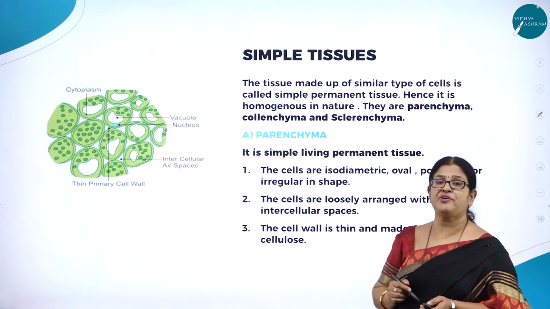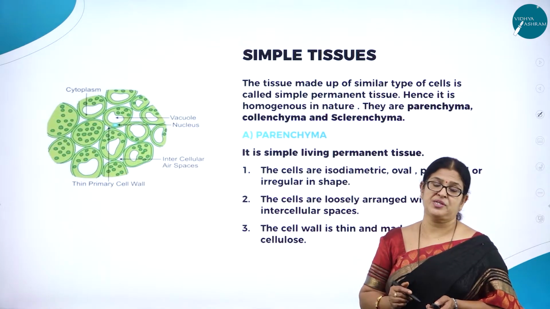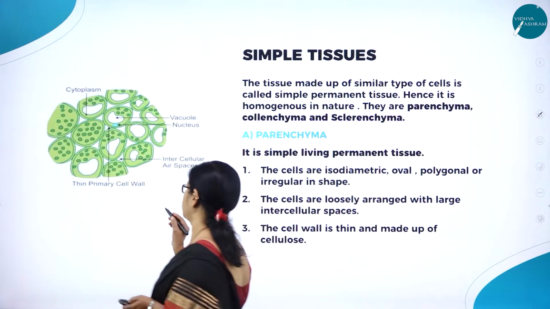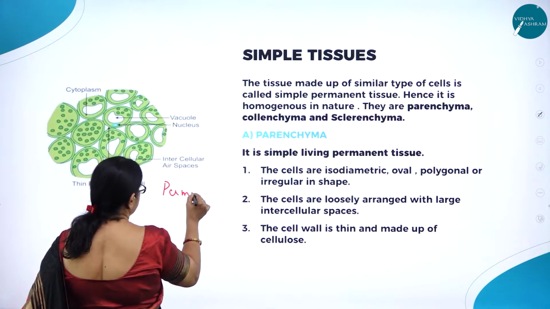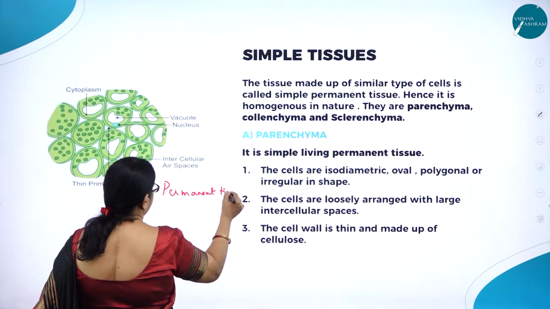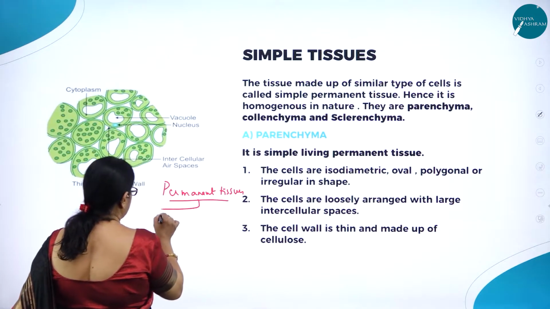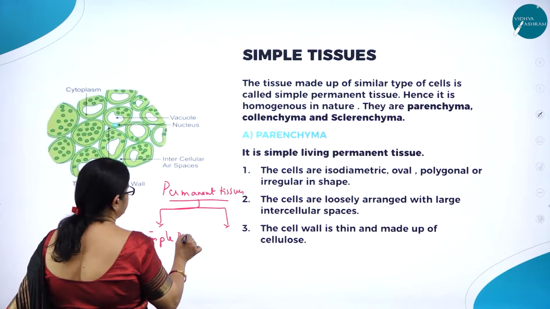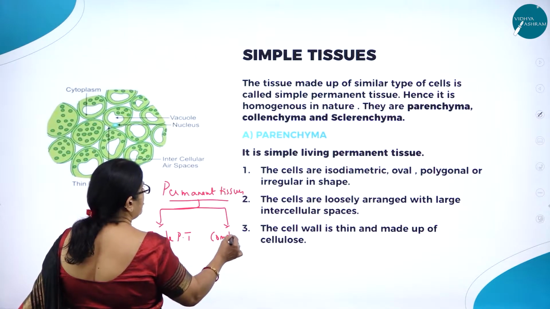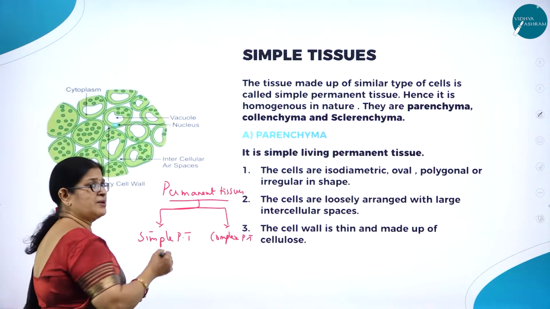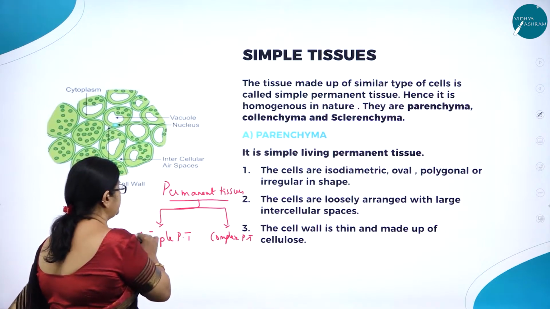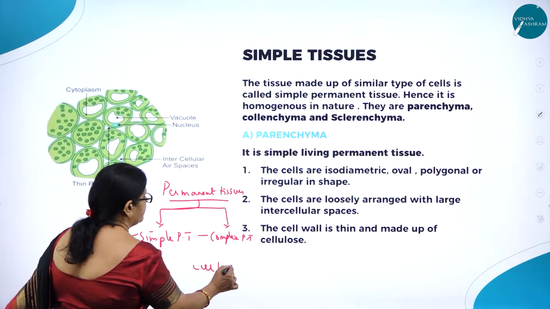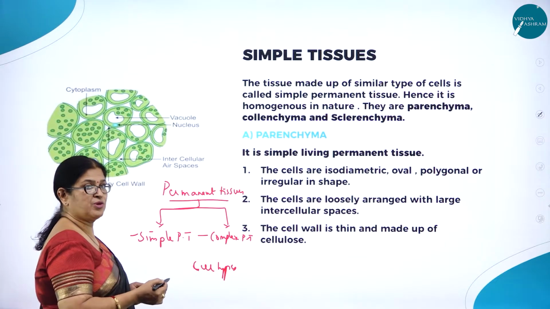So in today's session, we are going to study about the permanent tissues. And as I said, the permanent tissues have been broadly classified into two types. One is called the simple permanent tissue and the other one is called the complex permanent tissue. What is the basis for classifying the permanent tissue into simple and complex? Based on the number of cell types, or you can also use the word elements.